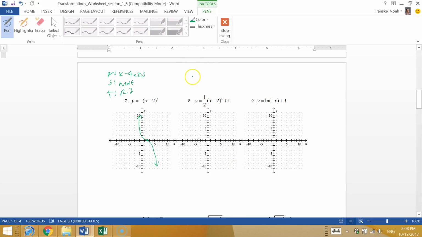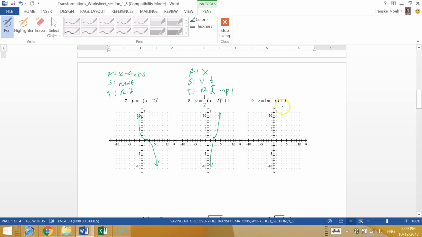All right, next one. No reflection. Scale change looks like we have a vertical shrink by 1/2. And our translation, we are going right 2 and up 1. So right 2 up 1 right there. This is cubic, and it's going to be stretched by a factor of 1/2, so it's going to be very skinny because it's been pulled up and down. So it's like you grab the ends of the arrows and you pull them in an up and down manner.